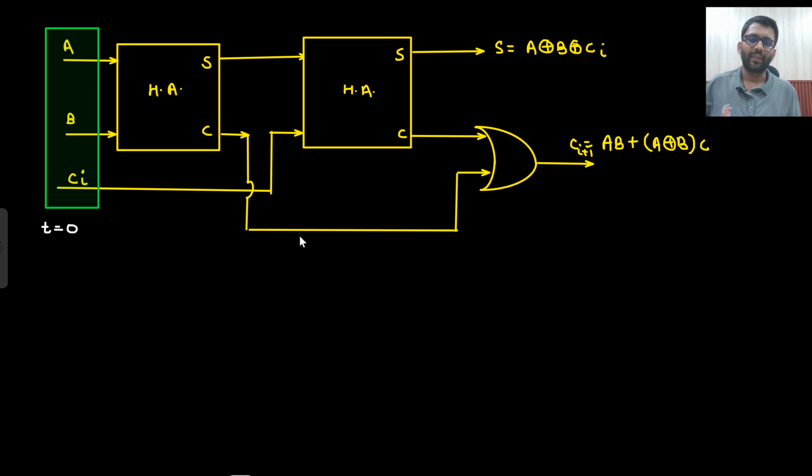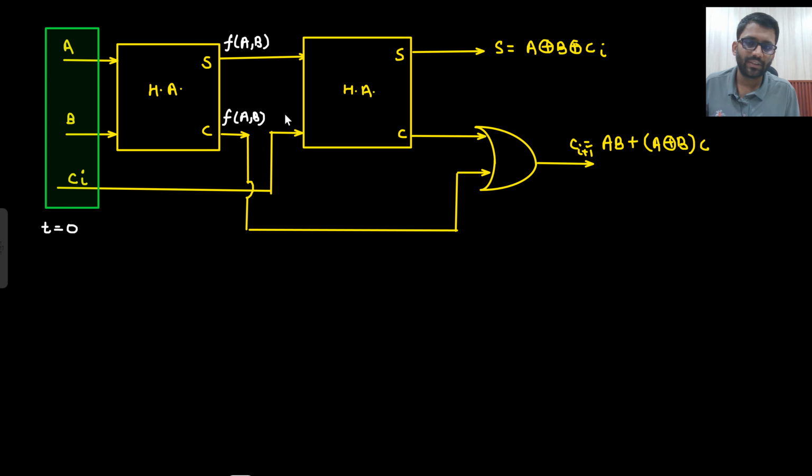So these inputs are applied at t equals to 0. Now this sum will depend on both A and B, right? What is the sum? We don't care. But I know that this sum will be a function of both A and B. Say yes or no. This carry will also be a function of both A and B. Actually, sum is A XOR B and carry is AB. But they are certainly functions of A and B, right?